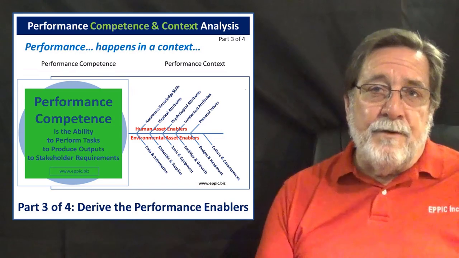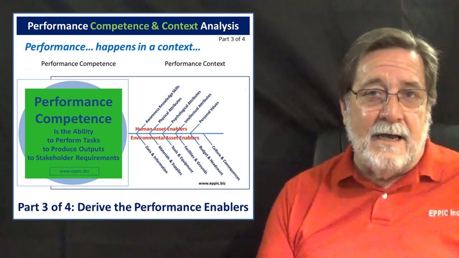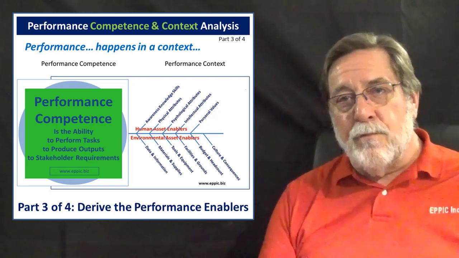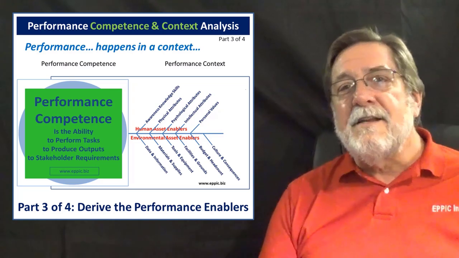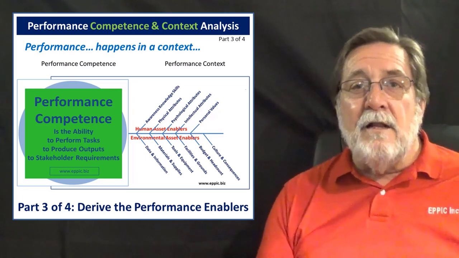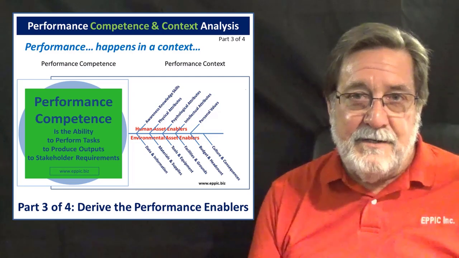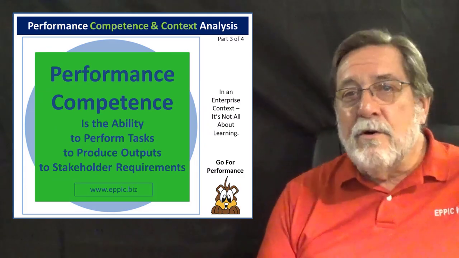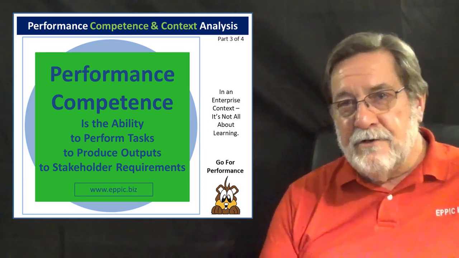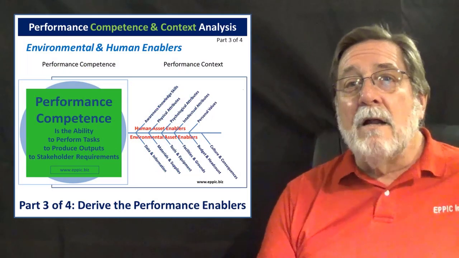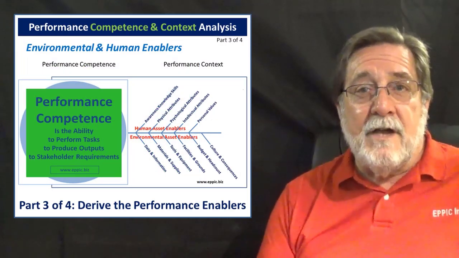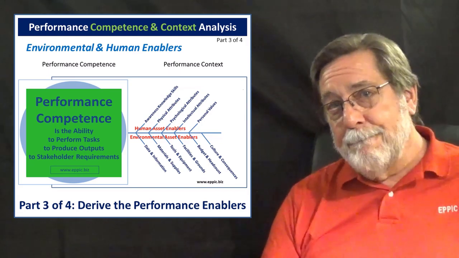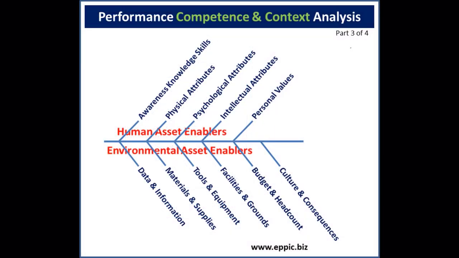Again, the big picture of performance competence and the performance context. Performance competence is the ability to perform tasks to produce outputs to stakeholder requirements. And that is either enabled or not by the environmental and human enablers in the context. My focus since entering the field in 1979 has always been about performance and not just training, instruction, or learning. My model is focused on my definition of performance competence on the left and my adaptation of the Ishikawa diagram on the right. Let's take a closer look at all of these enablers.